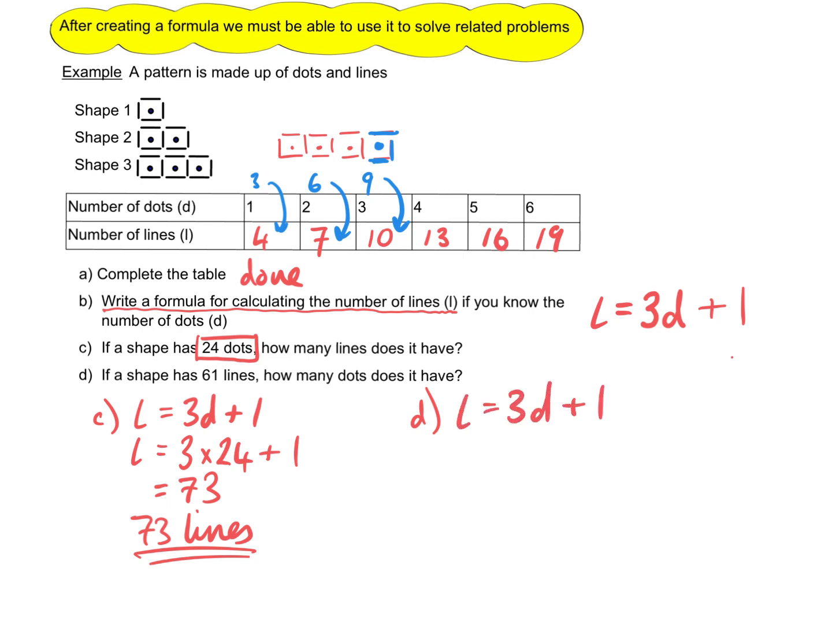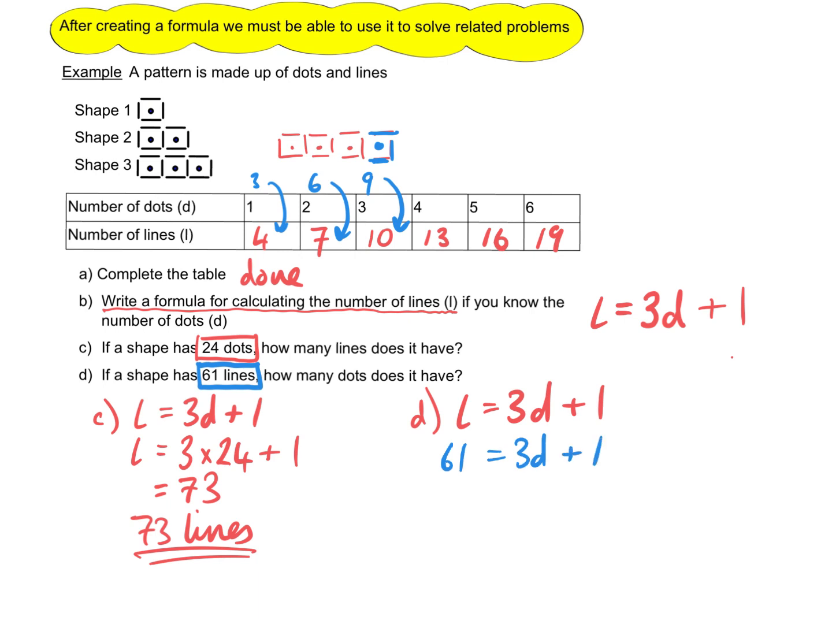And again, looking at the language of the question, it says a shape has 61 lines. Now, that means it's giving us a piece of information about one of these 2 letters. That's 61 lines. Which letter here represents the number of lines? So remember, number of lines is L, so this is the number of lines here. The question tells me I've got 61 lines, so that L is actually 61, and I can replace that L with 61 here, and I'll just write out the rest of the formula.